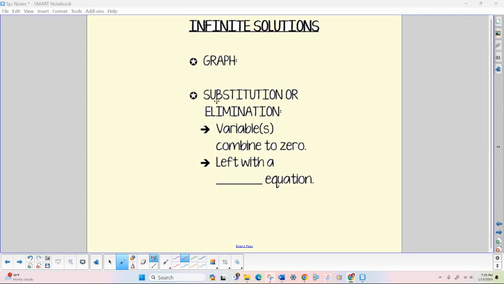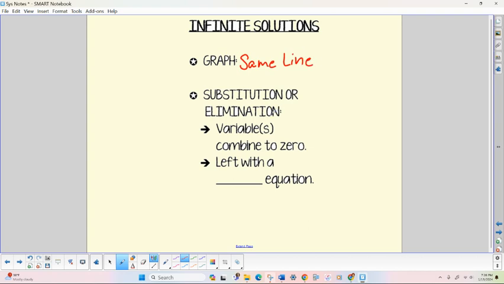Okay, friends, let's go through and talk about infinite solutions now and what those look like with our substitution and elimination options. Remember, infinite solutions as a graph means that they are going to be the same line, right? Because they are lying on top of each other. There's infinite points of intersection.